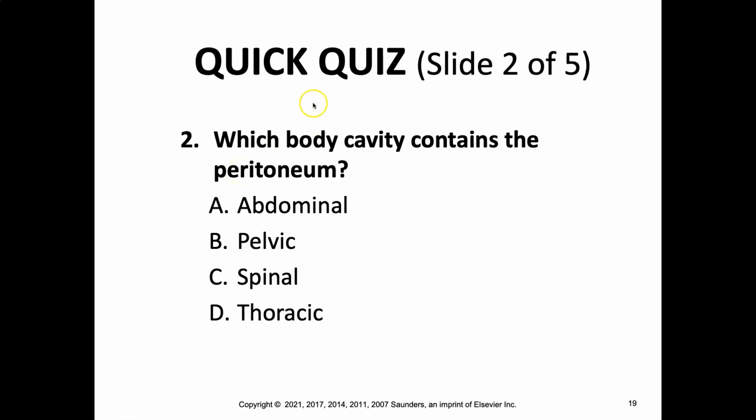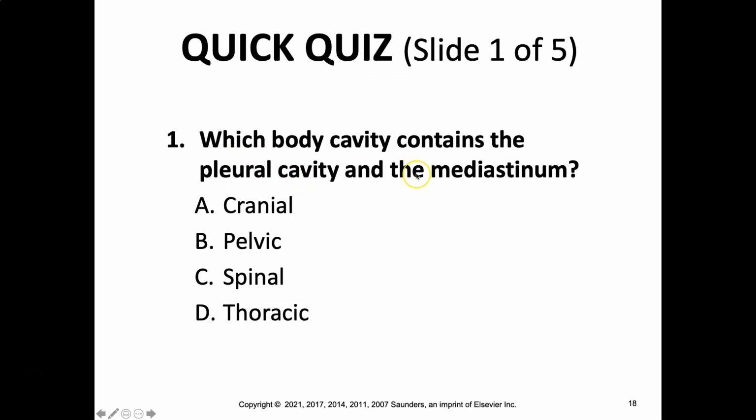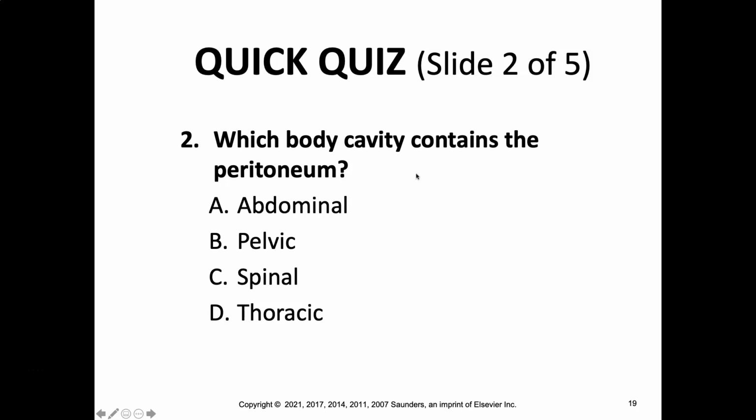All right, which body cavity contains the peritoneum? Peritoneum. Well, you don't have one in your, I'm sorry, my mouse is a little bit active here. You don't have a peritoneum in the spinal cavity, and you definitely don't have it in the brain cavity. So you'll have to kind of think about what the peritoneum does and where it's at. And I will give you a hint. It is not thoracic.